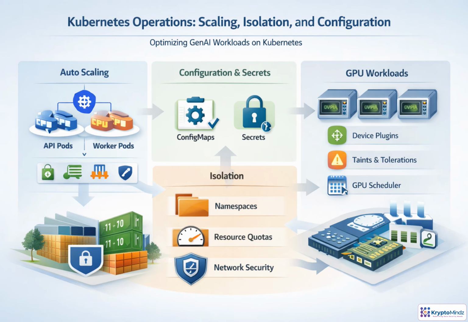For GenAI workloads on Kubernetes, the goal is to turn a working container into a reliable production service. Start with auto-scaling. API pods and workers should grow or shrink based on real demand, not fixed guesses. Keep configuration outside the image with config maps, and protect credentials with secrets or an external secret manager. Isolation matters too. Use namespaces, quotas, network policies, service accounts, and RBAC to limit blast radius. For GPU workloads, dedicate GPU node pools, install device plugins, and use taints, tolerations, and scheduling rules so expensive accelerators are reserved for the right jobs.